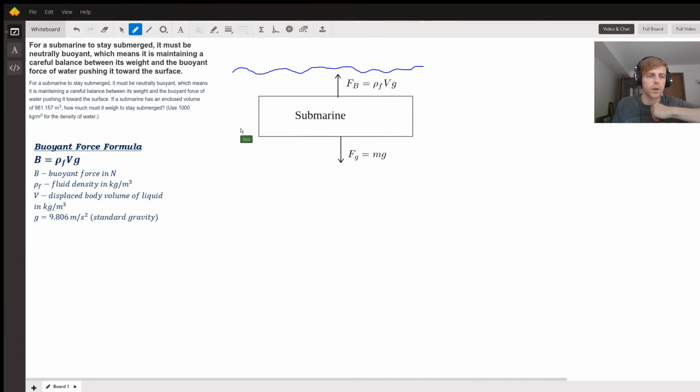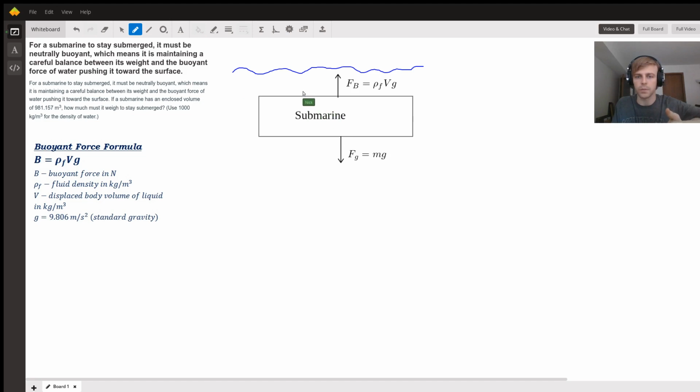So we have a buoyancy problem here where we have a submarine that's trying to stay submerged, and for that to be true, it has to be neutrally buoyant, meaning that its weight and its buoyant force have to be equal and opposite, essentially. So we're given some information about a submarine that we want to test here.